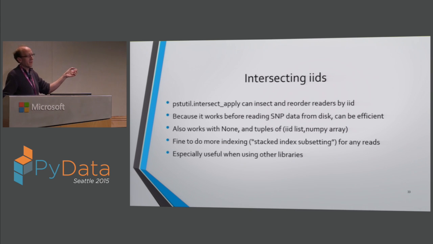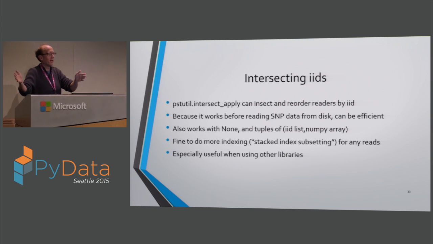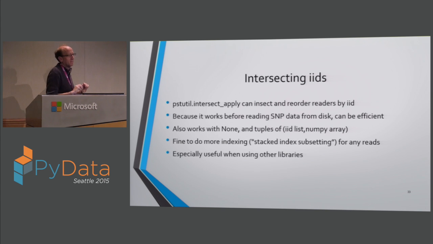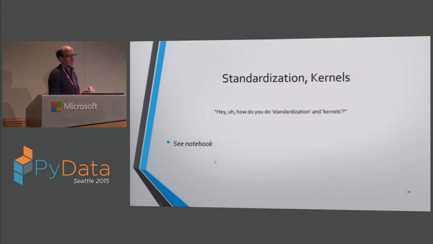Also, it can work with non-SNP readers. If you want to, you can just give it a tuple of an IID list and a NumPy array of values, and it'll return a new IID list and a new NumPy array. So that's how you can work with other kinds of data. It's fine to do this step where you reconcile your data between, say, your main data, your features, and your target. And then you can do other things like cross-validation and all that with indexing. And you still never have to read until the last minute. And we've seen how it can be useful with other tools.